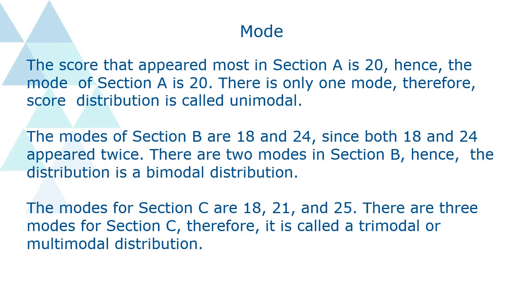Let us move on and see section B. In section B, 18 and 24 are repeated twice and there are two modes in section B. Hence the distribution is a bimodal distribution. Now let us see section C, under which 18, 21 and 25 are modes, so there are three modes for section C. Therefore, it is called a trimodal or multimodal distribution.